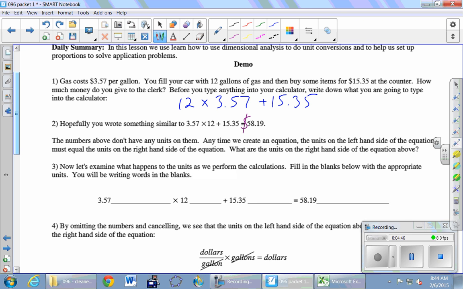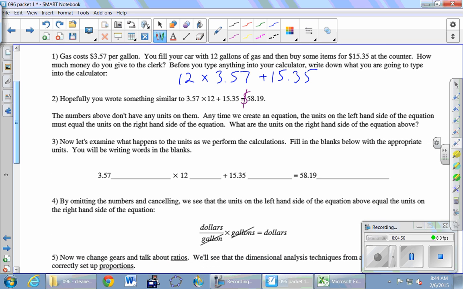So let's go to number 3 here. It says, let's examine what happens to the units when we perform the calculations, but we're actually going to write in the units for all of the numbers in this expression that we came up with in the beginning. So remember, it was 3.57 times 12 plus 15.35. 3.57 times 12 plus 15.35. So let's get some units up here. What was that 12 measuring? 12 what? 12 gallons. Okay, somebody else? How about that 15.35? That's dollars. Okay, I'll put the dollars on the right, which looks funny, but.